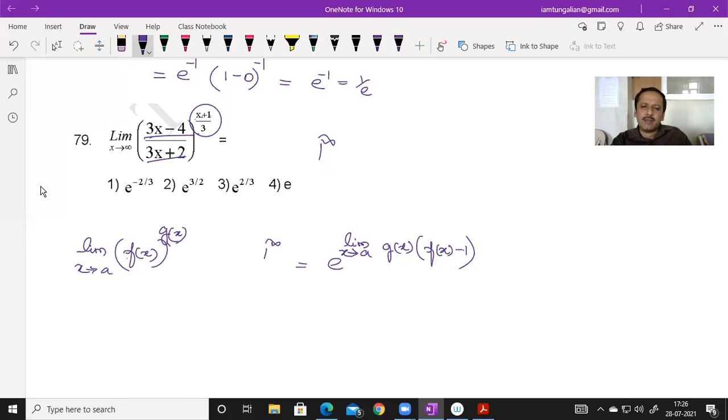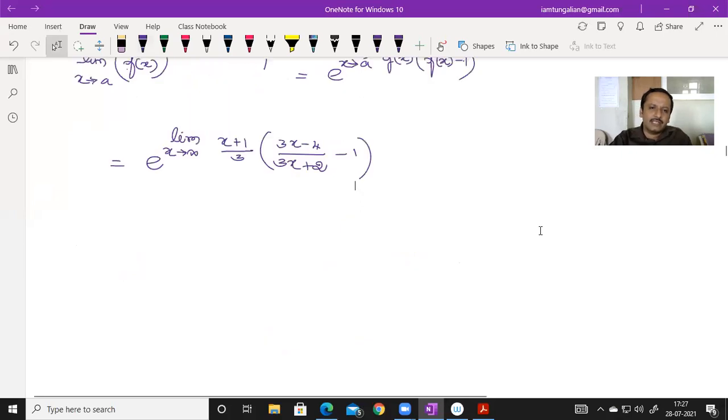Okay. So, when we directly apply the limit, we will get 1 power infinity, which means this can be written as e power limit x tends to infinity g of x into f of x minus 1. So in this case, this will be equal to e to the power limit x tends to infinity. Now g of x means (x plus 1) by 3 into f of x minus 1. That means (3x minus 4) divided by (3x plus 2) minus 1.